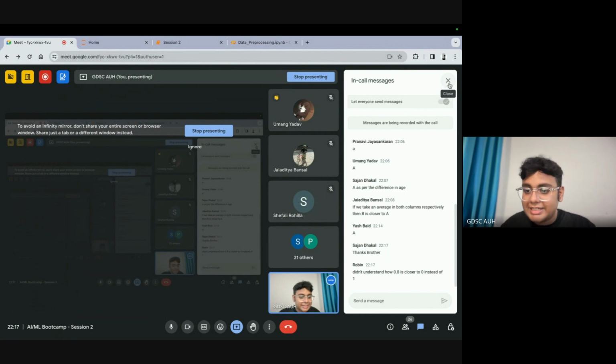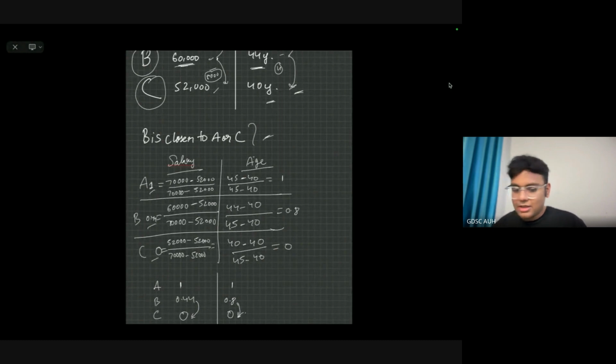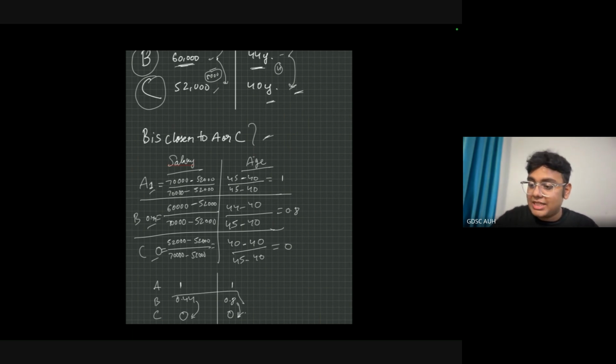Okay, didn't understand how 0.8 is closer to 0 instead of 1. So, okay, see, let me just share my screen again. In a normal real life scenario, if we round it off, obviously 0.8 is closer to 1, right? But the reason why 0.8 is closer to 0 is because we are doing feature scaling in this column. Okay.